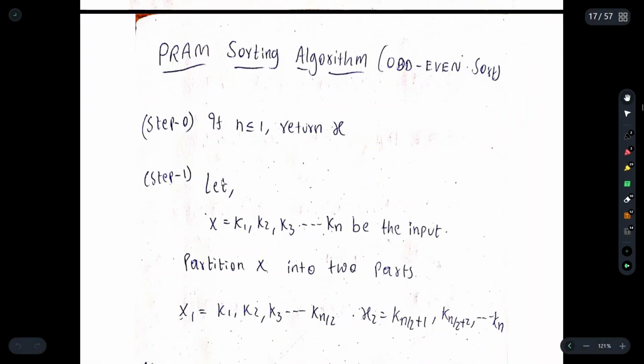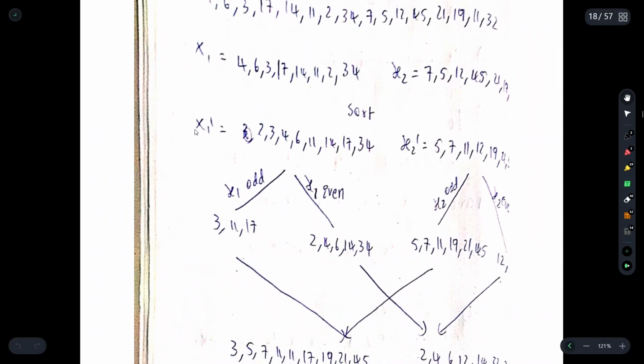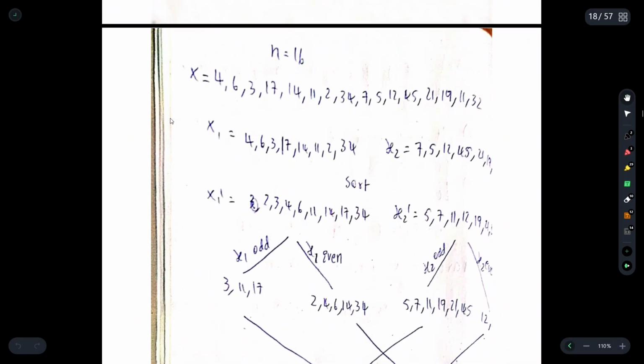And now let us continue. Now we are going to discuss the PRAM sorting algorithm. We discussed the odd even merge in the previous video, and now we are going to discuss the odd even sort. I will discuss the application first, and then we will get to the algorithm.